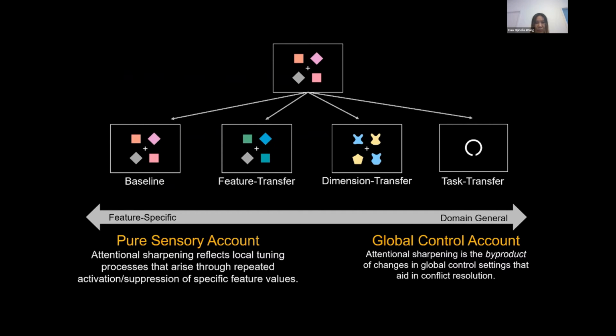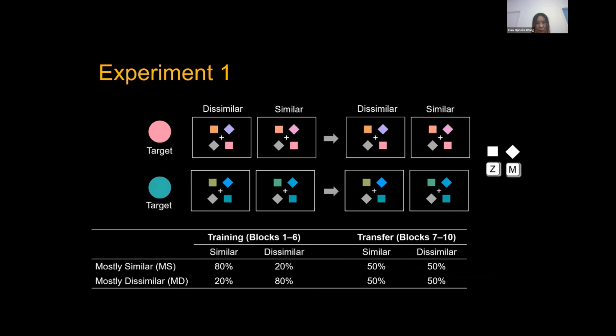So our first step is to confirm that the transfer of attentional sharpening does occur in our experimental settings. In experiment 1, 120 participants were recruited through Prolific. Participants were given one target color to search during both the training and the transfer phase. So training and the transfer. Depending on the version they were given, they would see either the pink or the teal.